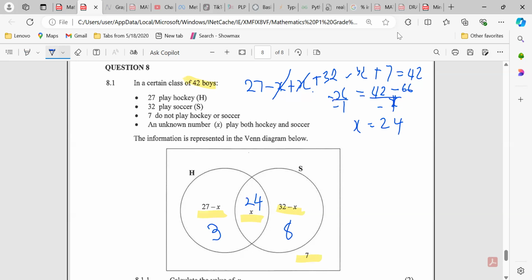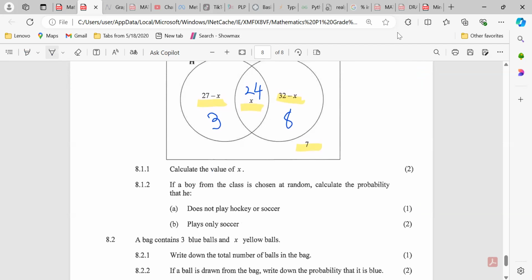Then from here onwards, they're asking us the following question. If a boy from the class is chosen at random, calculate the probability. Now it's probability, so it's going to be all over the sample space. Does not play hockey or soccer. How many people don't play soccer or hockey? So you have 7 all over, what is our sample space? 42. What do you get as your answer? 1 over 6.